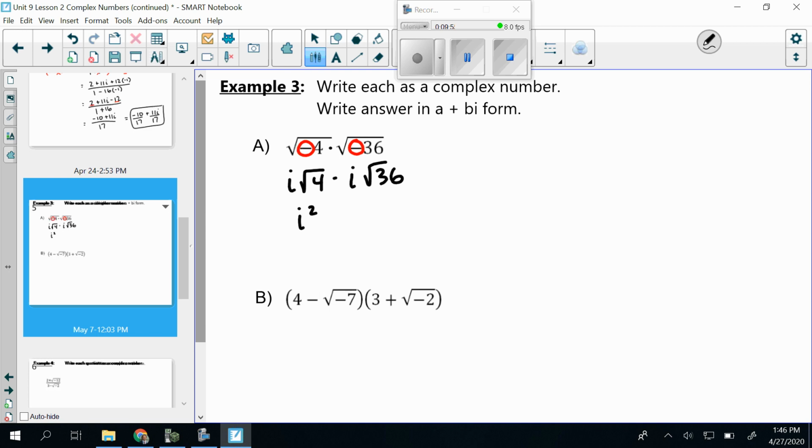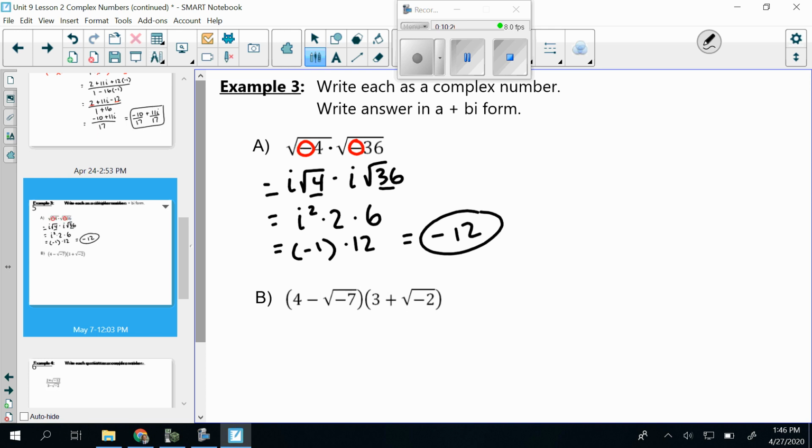Both of these square roots can be simplified. Square root of 4 is 2, and square root of 36 is 6. Now do some more multiplying here, and we're just about to the answer. i squared is the same as negative 1. 2 times 6 is going to be 12, and so our final answer here is negative 12. So multiplying out these two imaginary numbers actually gives us a real number.